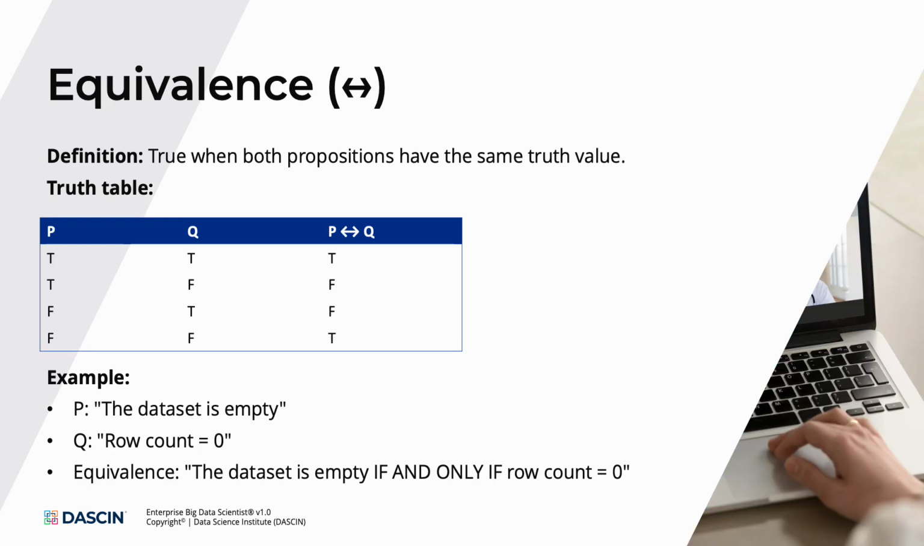Equivalence means both statements are either true together or false together. It expresses an if and only if relationship. For example, the dataset is empty if, and only if, the row count is 0. This is a powerful way of expressing exact logical equivalence.